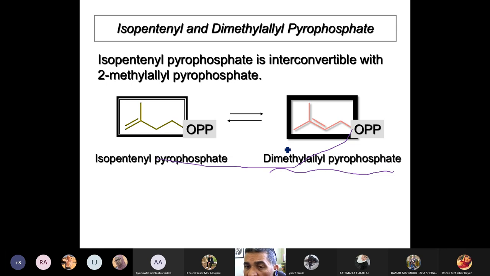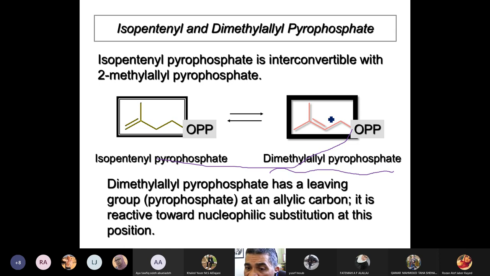The second unit, okay, the same. It is an isoprene unit, but we will call it dimethyl allyl pyrophosphate. We didn't introduce anything new, we just utilize the chemical names that we know in order to make you understand the mechanism, because the isopentyl pyrophosphate is interconvertible with the dimethyl allyl pyrophosphate.